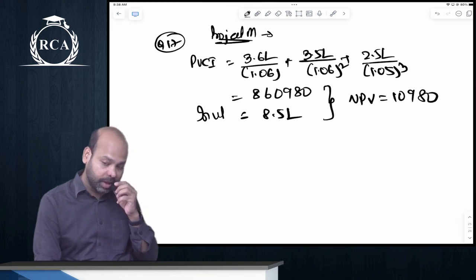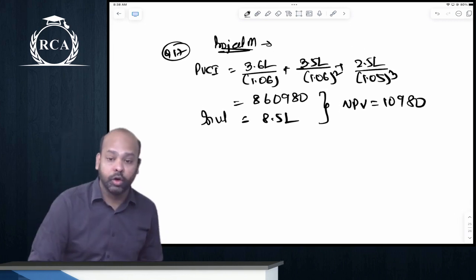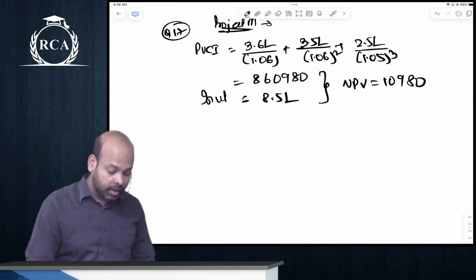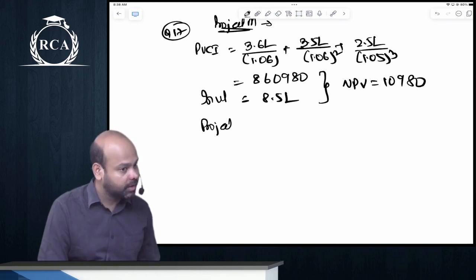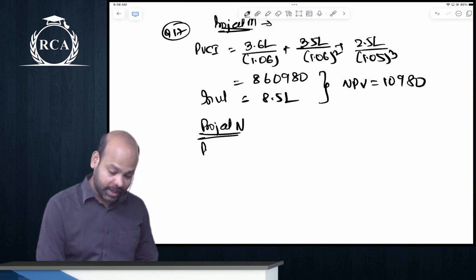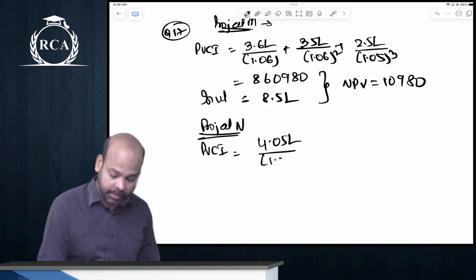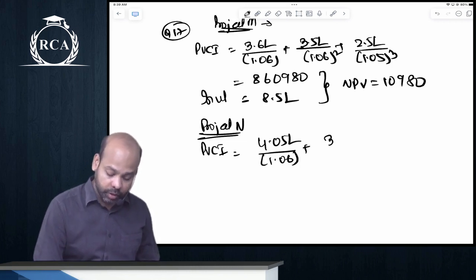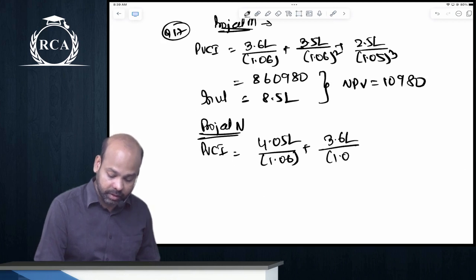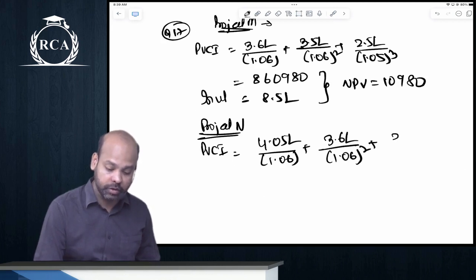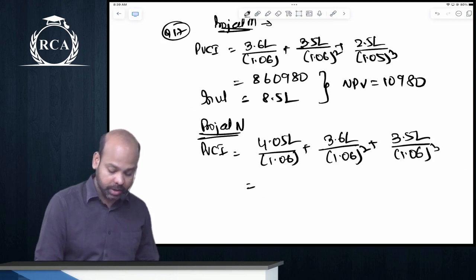Present value factors are given in the question guys. You're supposed to use those present value factors. Did you all get the same answer? If something is going wrong, tell me. Project N guys, PVCI will be 4,05,000 divided by 1.06, 4,50,000, that is 3,60,000 divided by 1.06 whole square and 3,50,000 by 1.06 whole cube. How much does this be?